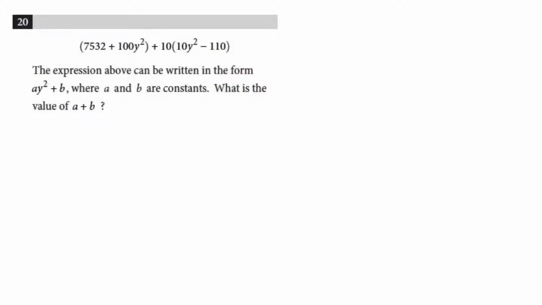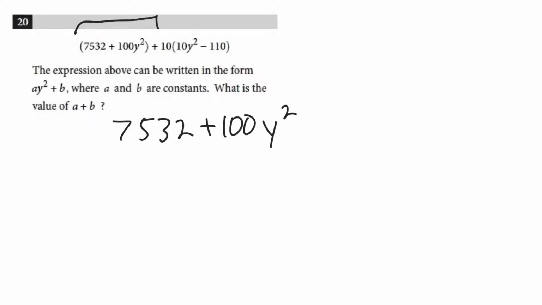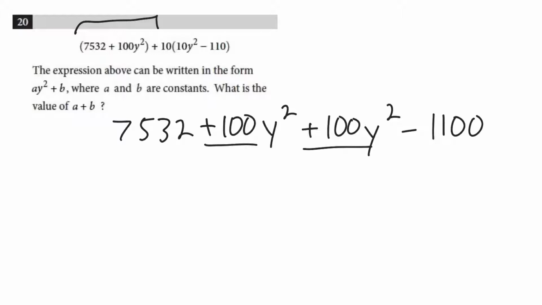Well, a is just going to be the coefficient on y squared, and we know that that's going to be the sum of, so I just distribute that positive 1 to get rid of the parentheses on the first set. I'll distribute that 10. I'll have 100y squared minus 110 and add a 0. Okay. So I see that I've got 100 and 100, so that coefficient on y squared is going to be 200. Okay. Now we're looking for b.